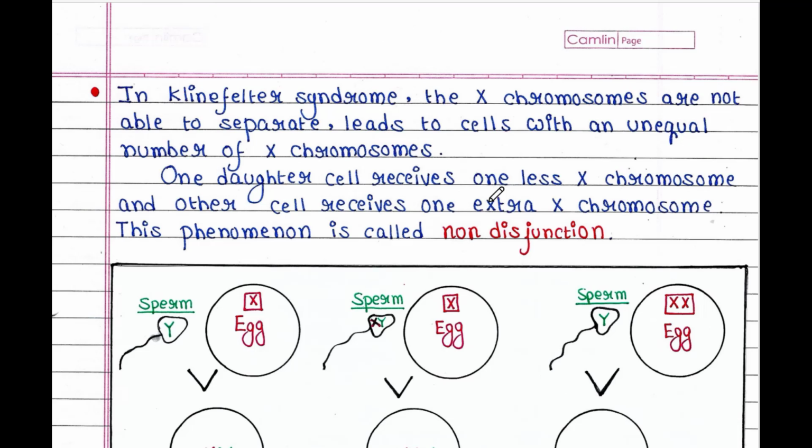So actually, I have already explained how this occurs in Down syndrome. And the same mechanism I am not going to repeat here. So if you wish to know this phenomenon, or how non-disjunction occurs, in detail, please check the previous lecture.